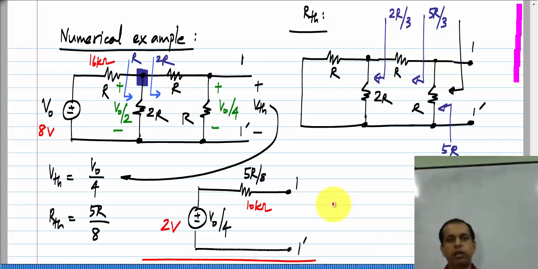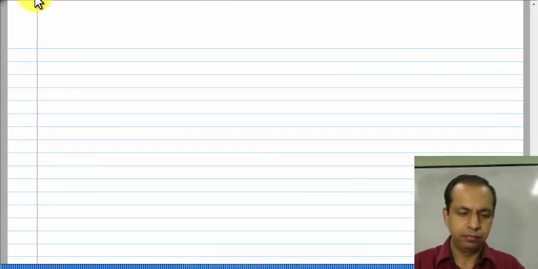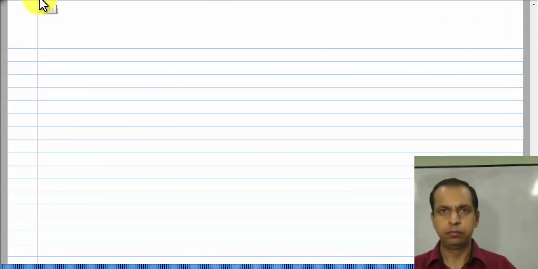Now, if the circuit is more complicated, the procedure to find the voltage and the resistance may be a little more laborious, but the principle is exactly the same. Okay. We can consider another example, this time including control sources.